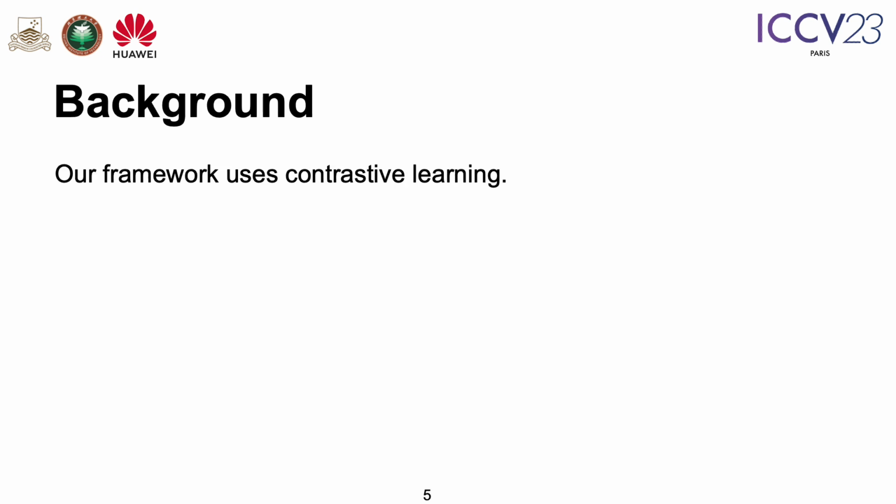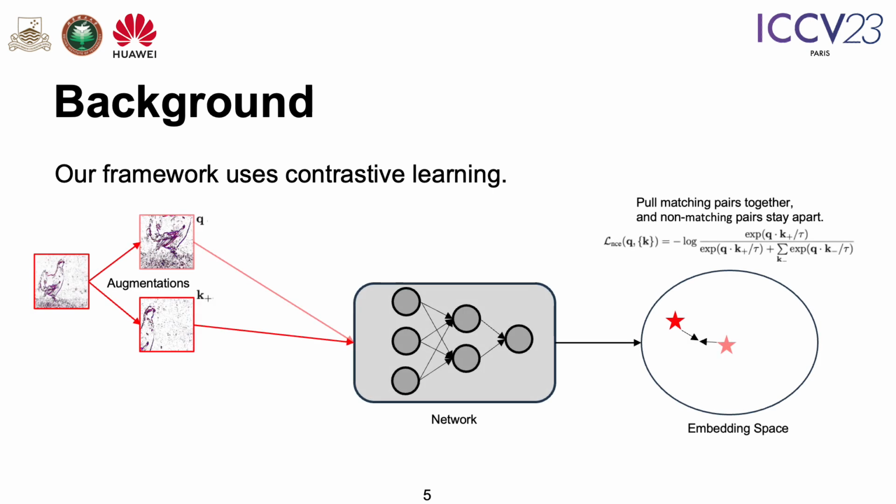Our framework is based on contrastive learning and aims to learn an embedding space where similar image pairs stay close to each other while dissimilar ones are far apart. Specifically, by using the InfoNCE loss, images generated from the same instance are matching pairs and their network embeddings are put together. Images from different instances are non-matching pairs and should be pushed away from each other in the embedding space.